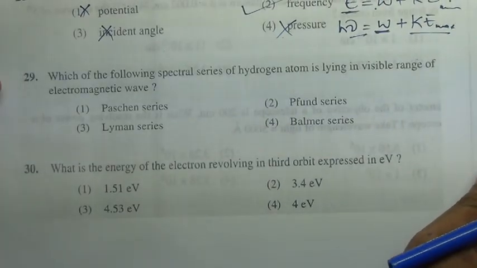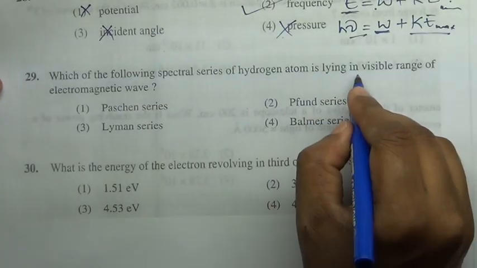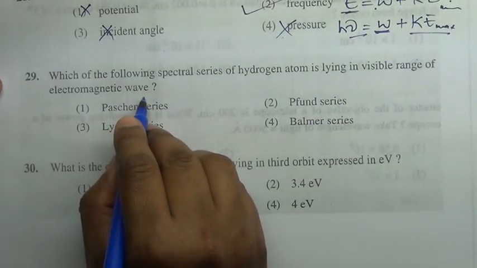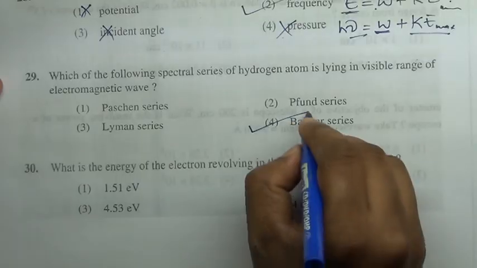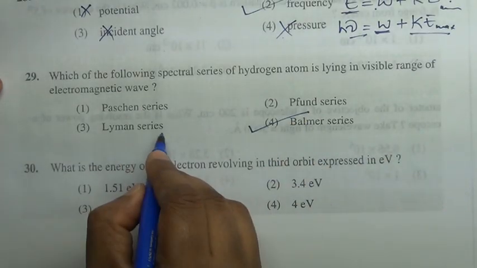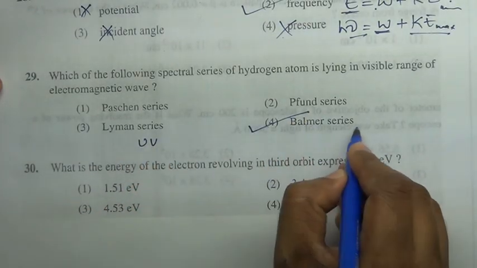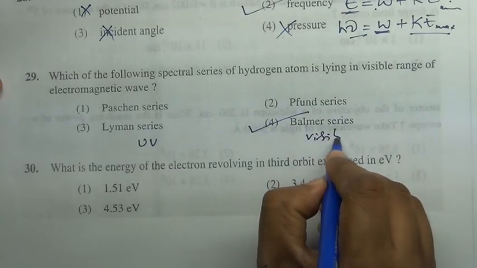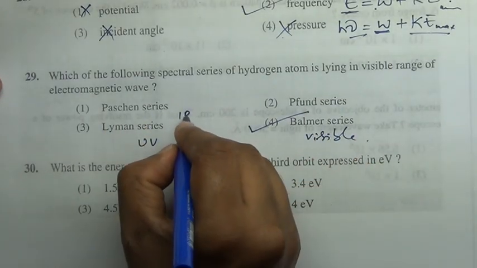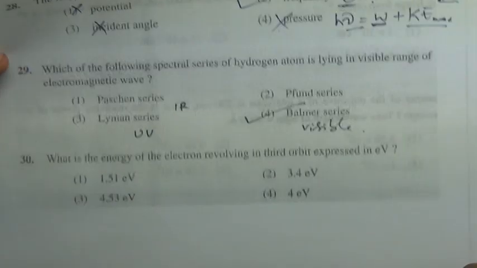Which of the following spectral series of hydrogen atom is lying in visible range of an electromagnetic wave? It is Balmer series. Lyman is in UV, Balmer is in visible, Paschen, IR, and so on.